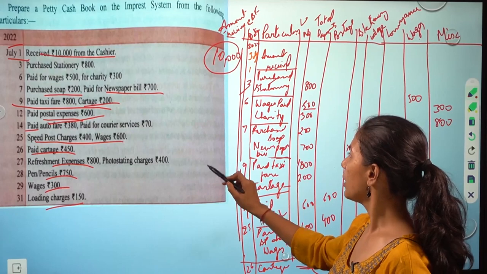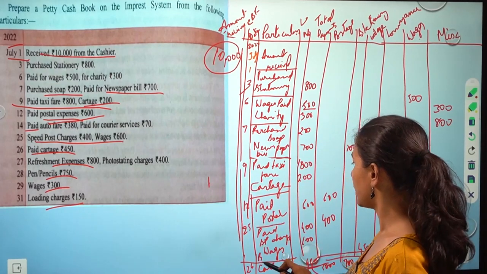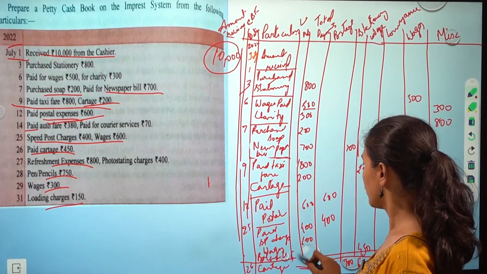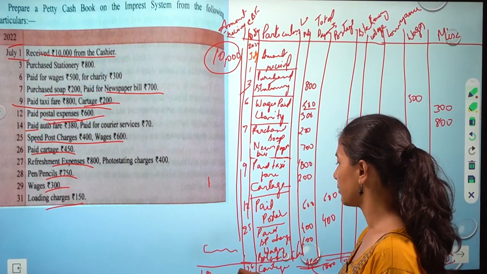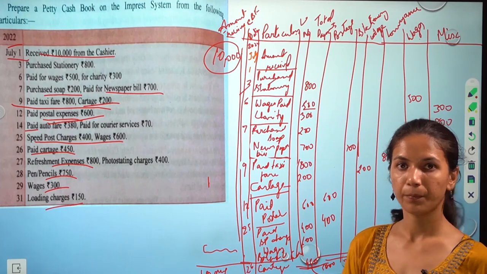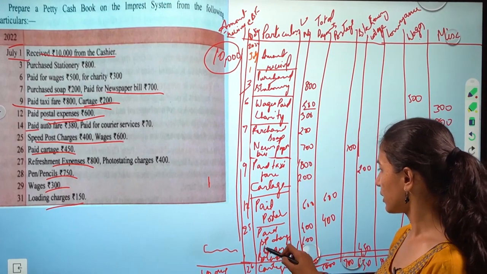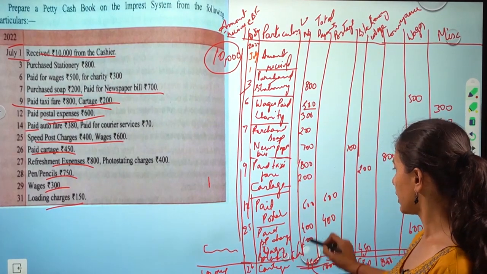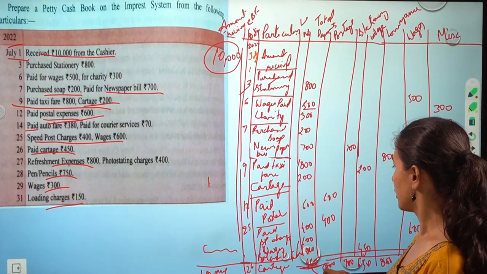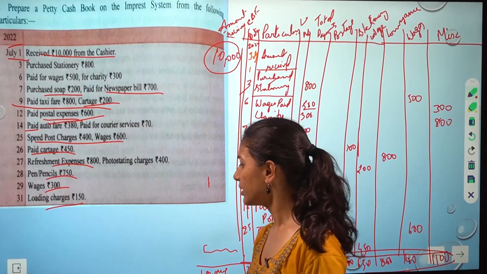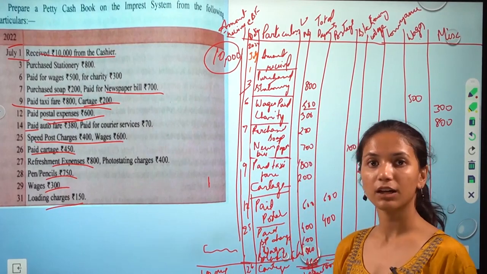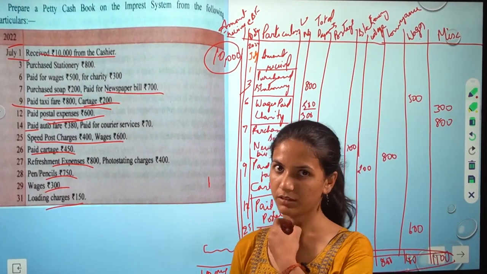Then you have to deduct this amount from this amount. Then there will be your balance c/d. You will write balance c/d here, and whatever the balance is, you will write it, and the total amount will remain 10,000. The amount will come here, 10,000. The total amount will be 10,000. Okay. So balance c/d will come in the payment section because payment cannot be more than the receipt.